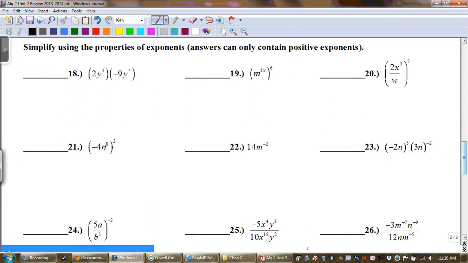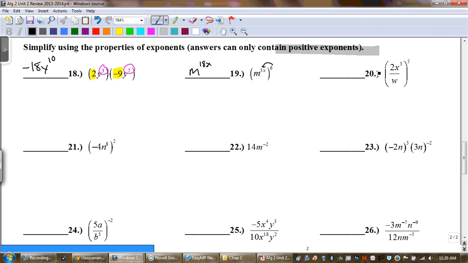Okay. Simplify using the properties of exponents. Answer can only contain positive exponents. All right, so we multiply the numbers to get negative 18, and then we add the exponents. So 3 plus 7 is 10. For 19, when we distribute the exponent, we multiply. So 3 times 6 is 18. So we get 18x.